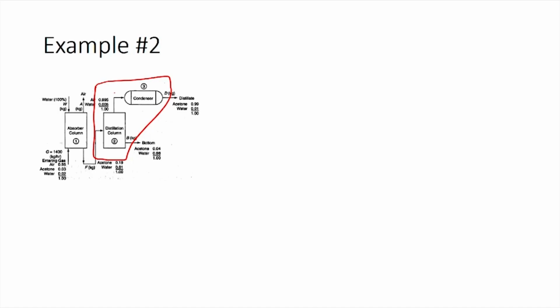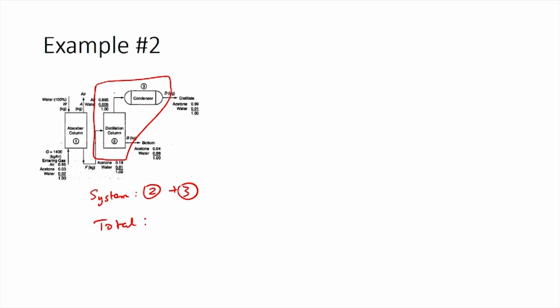Now you have F crossing the system boundary and entering the system, and you have D and B leaving the system. This means we can calculate information about B and D using the information we have about F. So, let us start solving the problem. We can write total balances for the system chosen, which is units 2 plus 3.